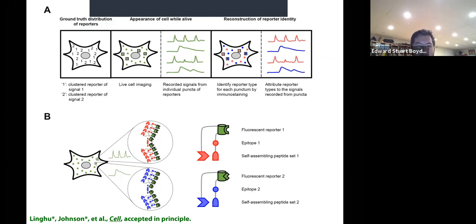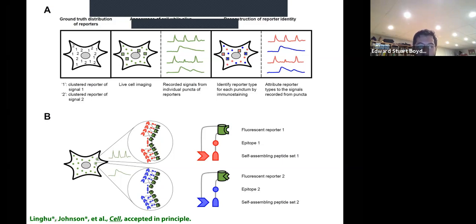So we had the idea, what if we could cluster fluorescent indicators at different points in the cell? The points are far enough apart that you can resolve them in a microscope, but they're close enough that they sample the biology that you care about. So in the cartoon in the upper left, we have two kinds of indicator, cleverly named 1 and 2. And let's suppose they all emit green light. When you image a living cell, it'll have lots of green dots. If you take a movie of these green dots in a microscope, you'll see green traces that go up and down.